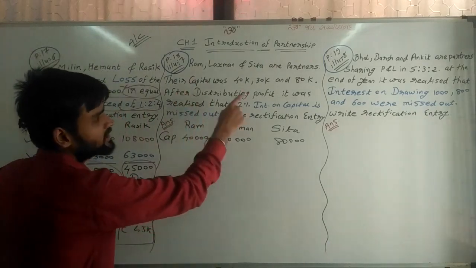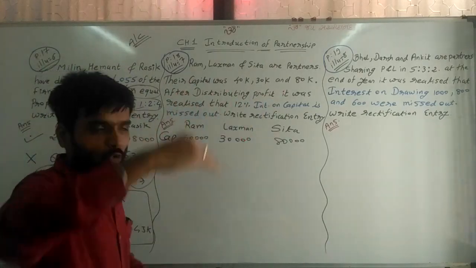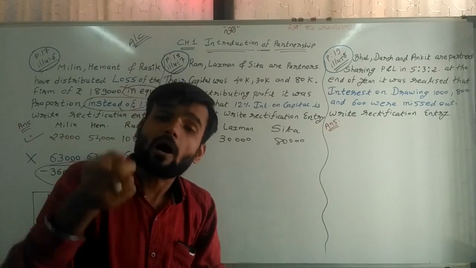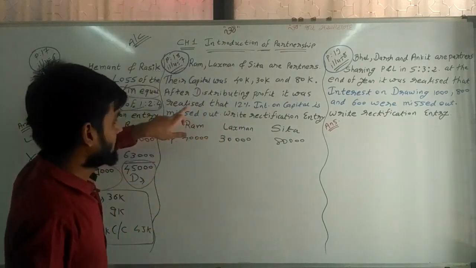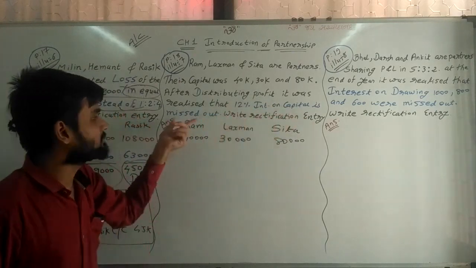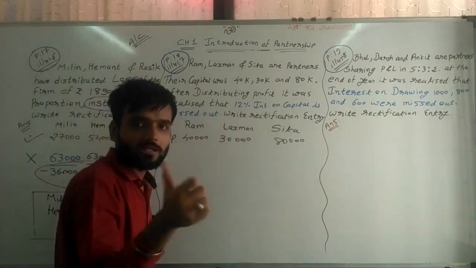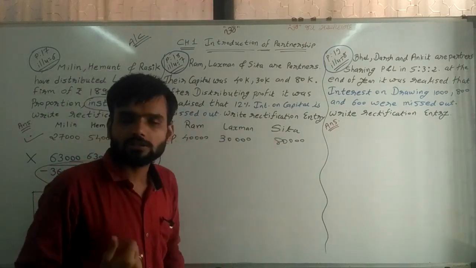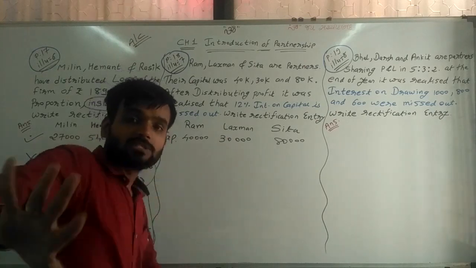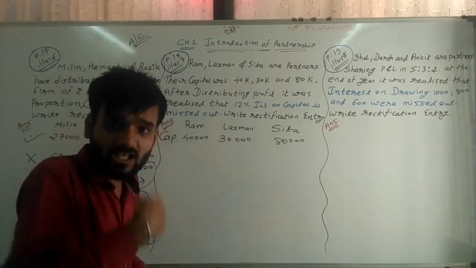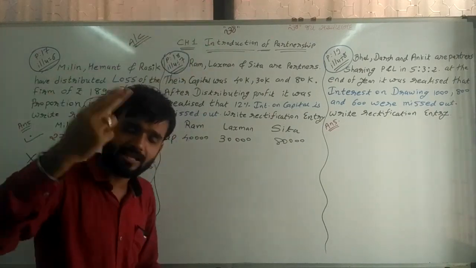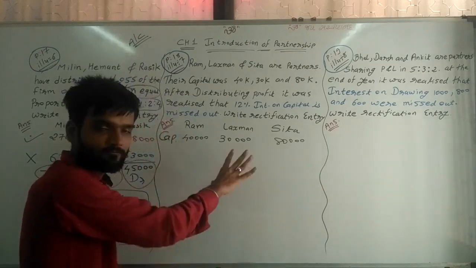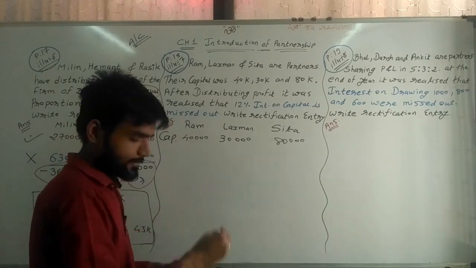So after distributing profit, it was realized that we have earned profit for the whole year and that profit is distributed among the partners. Now after distribution of profit, we realize that 12% interest on capital is missed out. We have not calculated interest on capital. That is not considered, so that is missed out. That is my mistake. It is not taken. Actually, correctly I have to take that interest on capital.